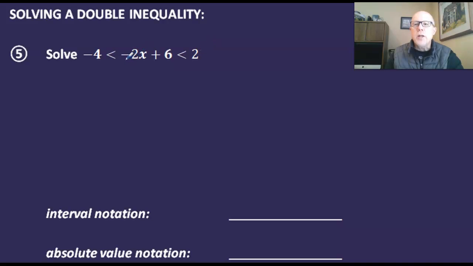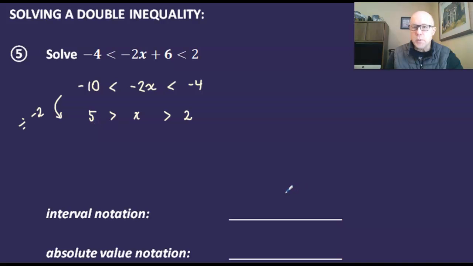So, concentrating on the middle portion, I want to get x by itself. My first step to do that would be to get rid of the 6. In the next step, we want to, once again, isolate x, so we're going to divide by -2. We're dividing by -2, which means we need to change the direction of all the symbols. So 5 is greater than some value of x, which is greater than 2. Or I can read this backwards: 2 is less than x, which is less than 5.